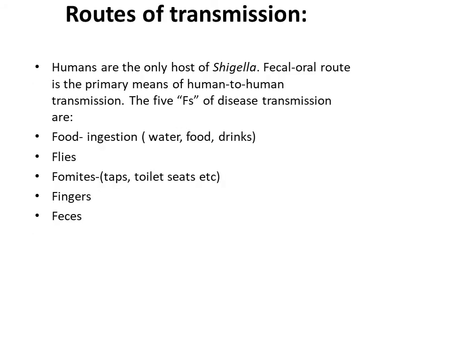So, this slide shows you the route of transmission of Shigella. Humans are the only host of Shigella. The fecal-oral route is the primary means of human-to-human transmission. The 5 F's of disease transmission are food ingestion, such as water, food, and drinks, flies, vomit, taps, toilet seats, etc., fingers, and feces.